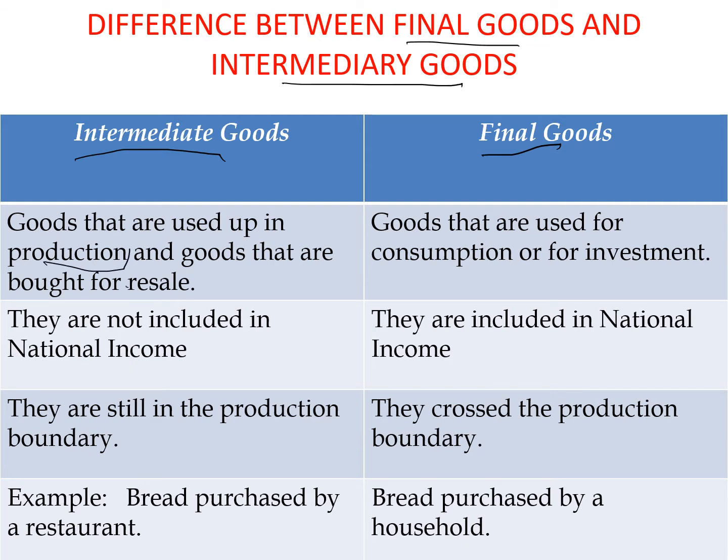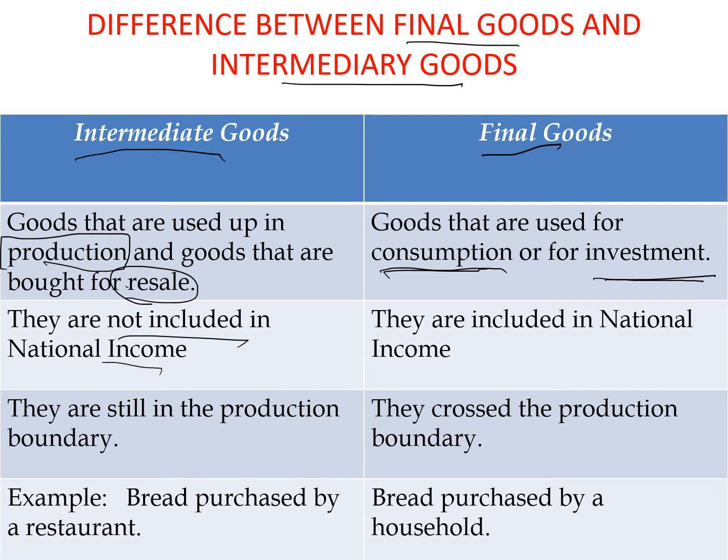They are used for production and for resale. That is called intermediate goods. Final goods means it is used for either consumption or for investment. If the household is consuming directly, it is called final goods, and if it is used for investment purposes, that is also called final goods. And they are not included in the national income.